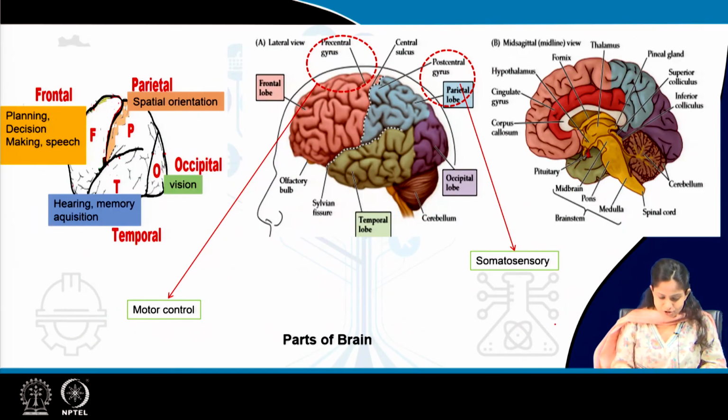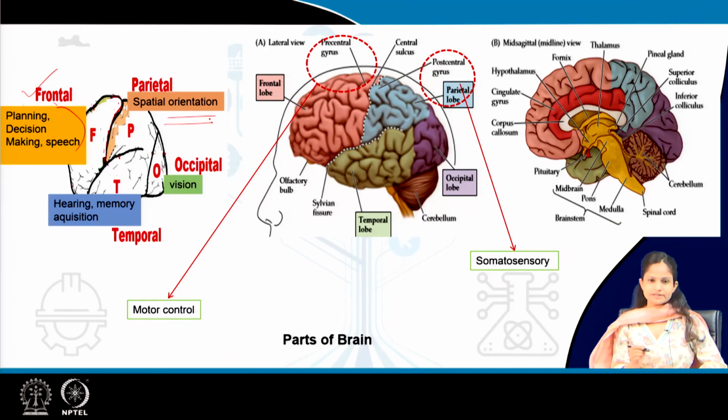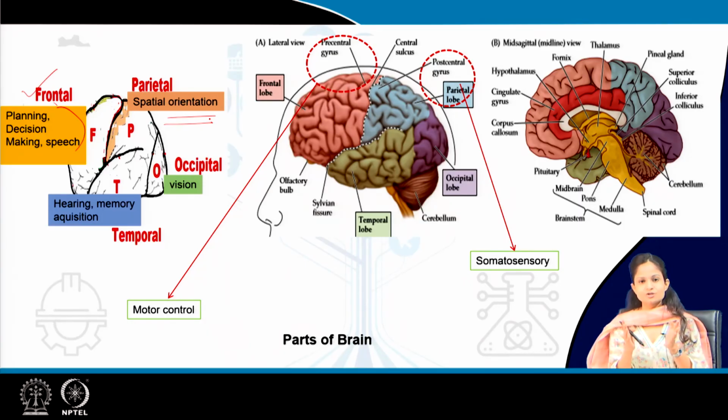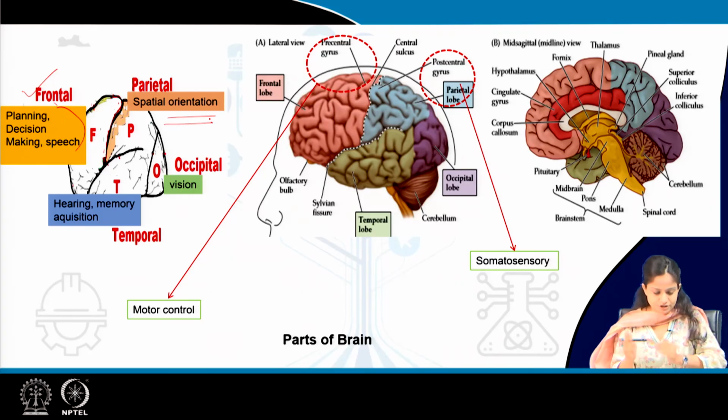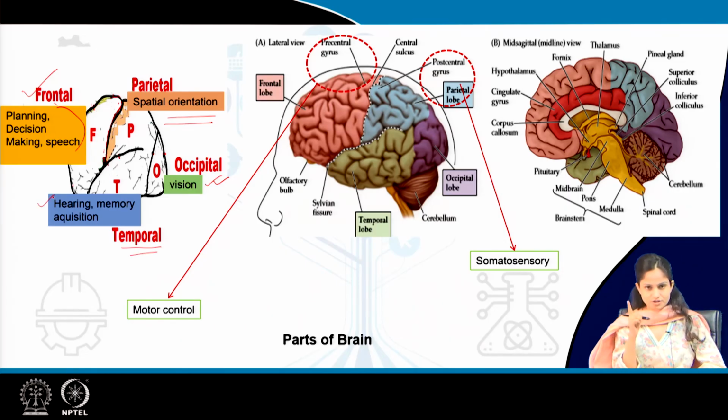Now, in these parts of the brain, the lobes I have already told you, what is the function of each lobe is important. Frontal lobe is mainly important for planning, decision making and speech. Parietal lobe is mainly important for spatial orientation. Spatial orientation means when you are walking on a road, you have to have that 3D dimension of the road. So that is spatial orientation. Occipital lobe is mainly responsible for vision. Temporal lobe is mainly responsible for audition or hearing and memory formation.